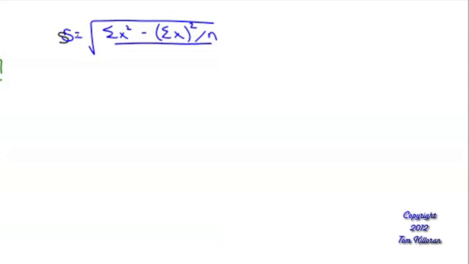These black markers. I'm not going to erase this. I'll write it up again. The standard deviation is equal to the square root of the summation of x squares minus the summation of x's all squared, divided by n minus 1.